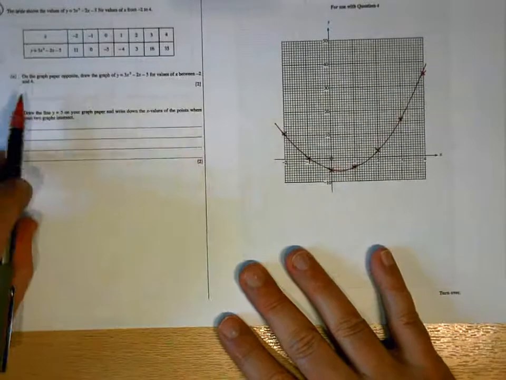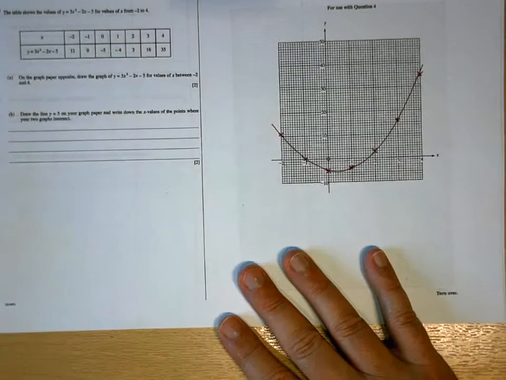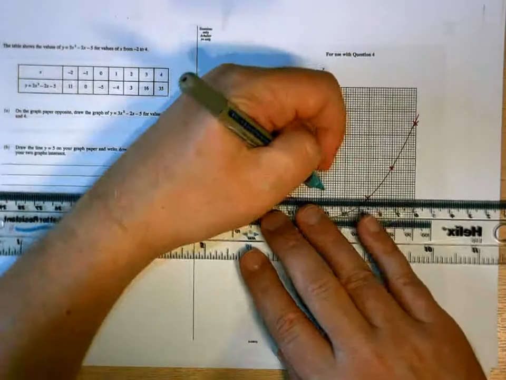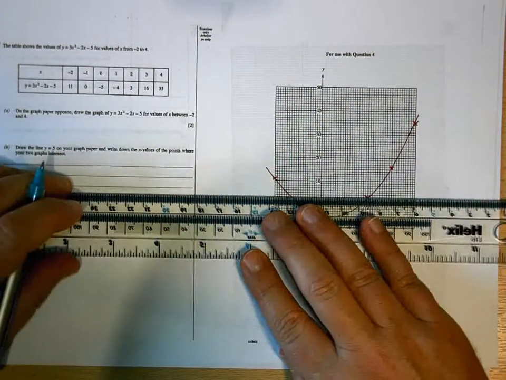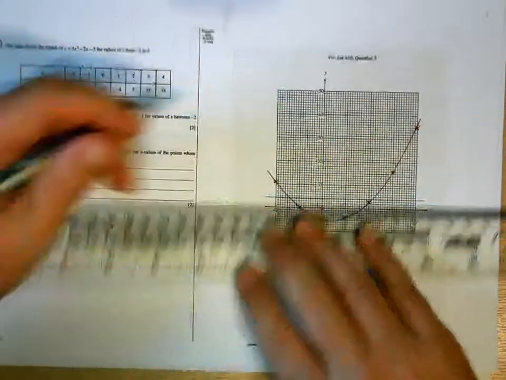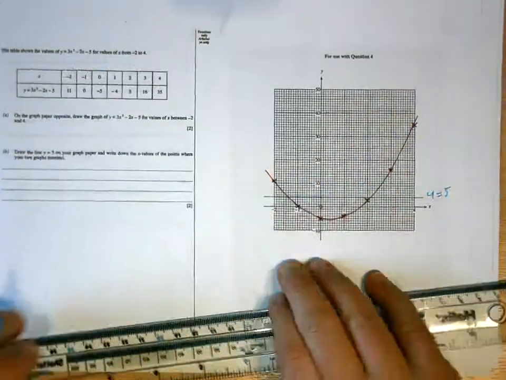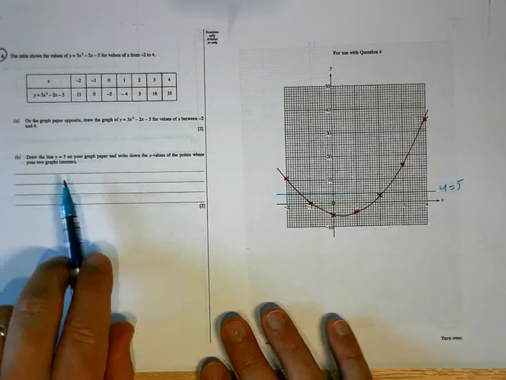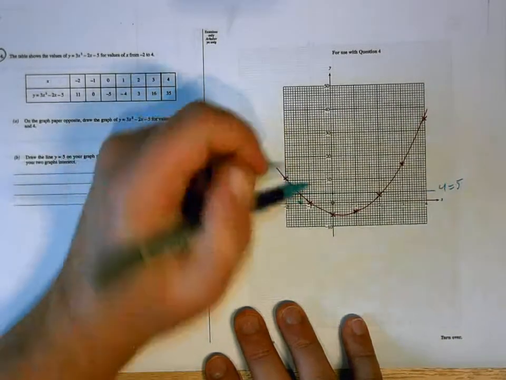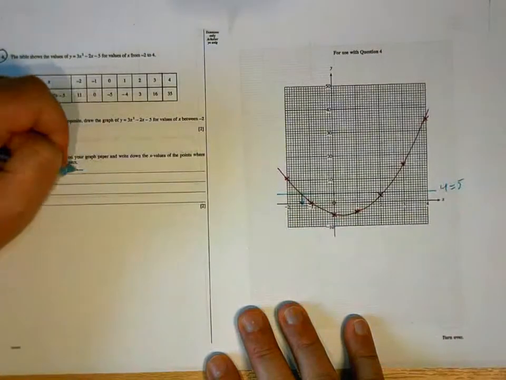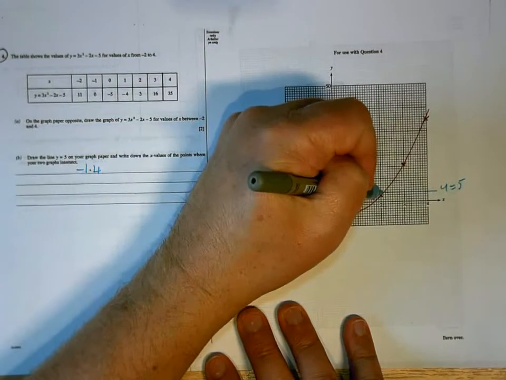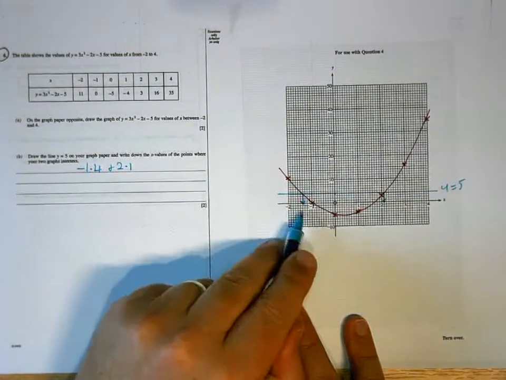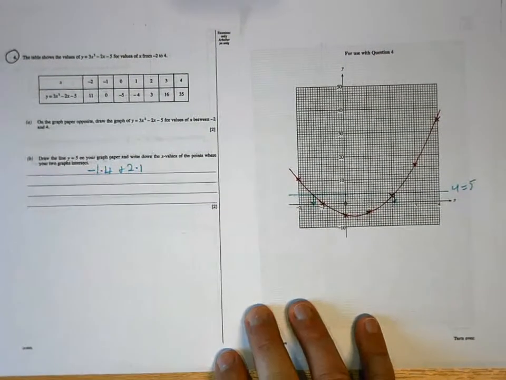So that's A, and then B, draw the line y equals 5. So that's everywhere where the y coordinate is 5. It's going to be there. Y equals 5. And write down the x values of the points where your two graphs intersect. So that's going to be there, which is -1.4, and there, which is 2.1. And if your curve is slightly different, you'll still get the marks for correctly reading off your graph what those values are.